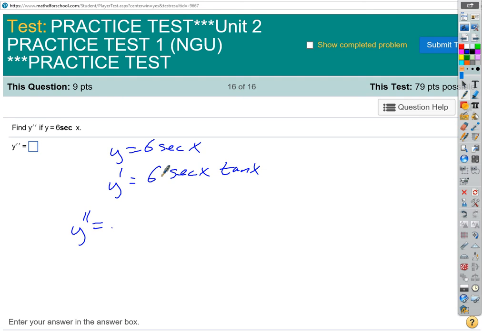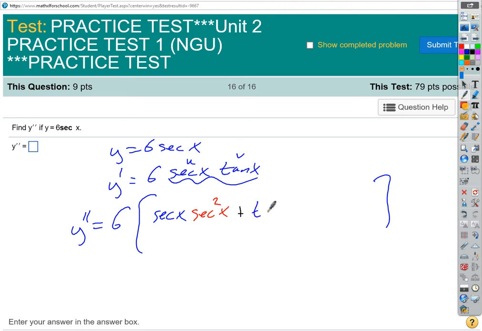So y double prime, we'll take the 6 and pull it out front and leave it there. And we have to differentiate that product, right? That's like my u and that's like my v. So I'm going to get u times the derivative of v. Derivative of tangent is secant squared, plus v times du. What's the derivative of secant?